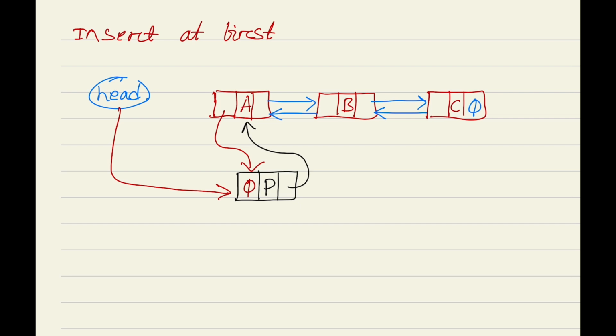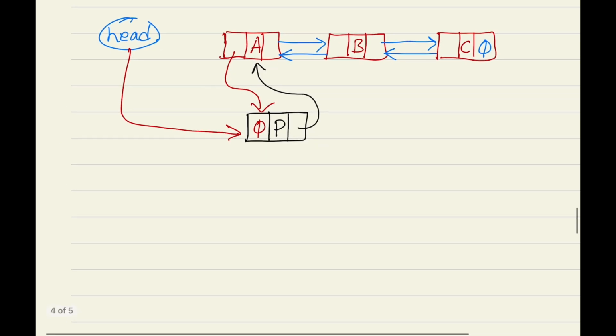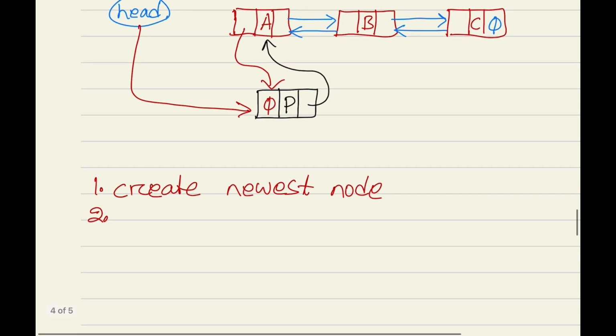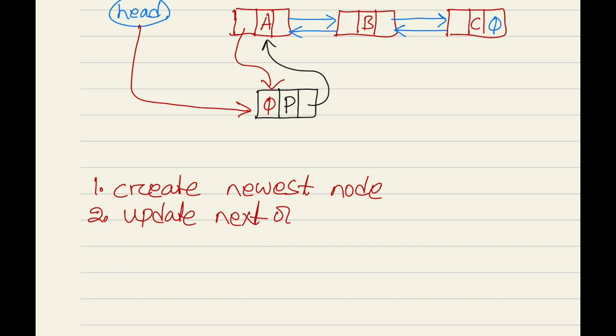So now we are going to write the steps that we have discussed just now. So what is the first step? The first step is create the newest node. What is the second step? In the second step we have done this one, update the next of the newest node so that it is going to refer to the current head. So we can write like this, update the next of the newest node. Then what is the next step?